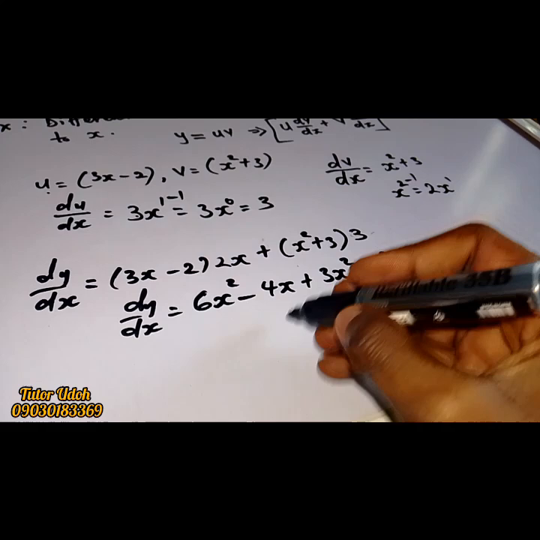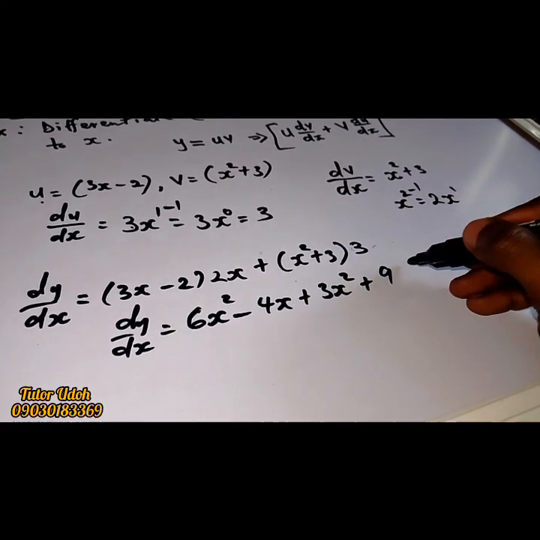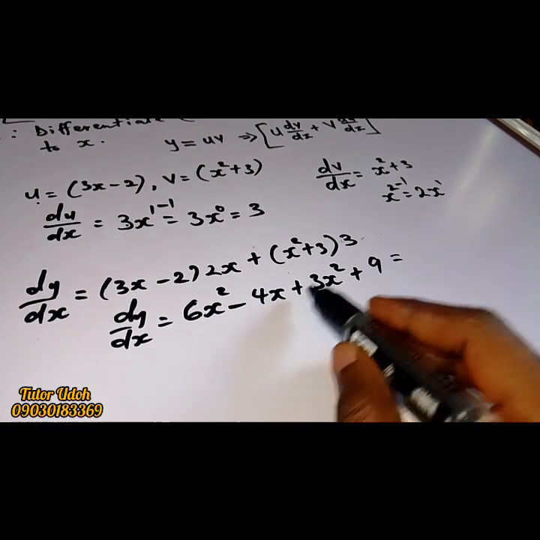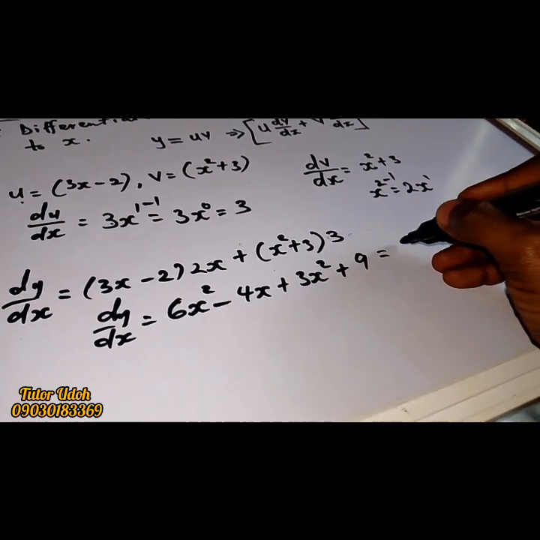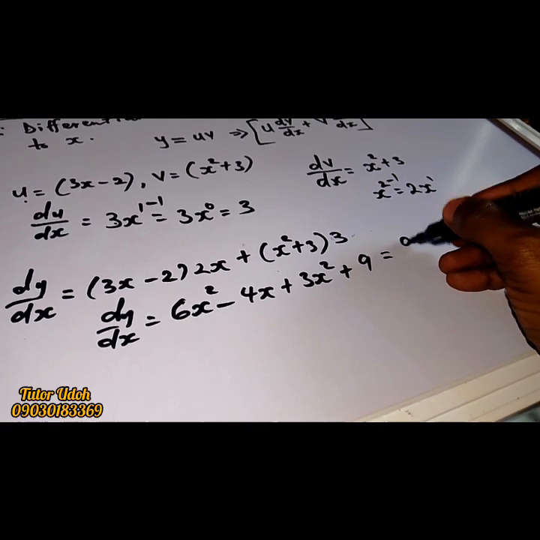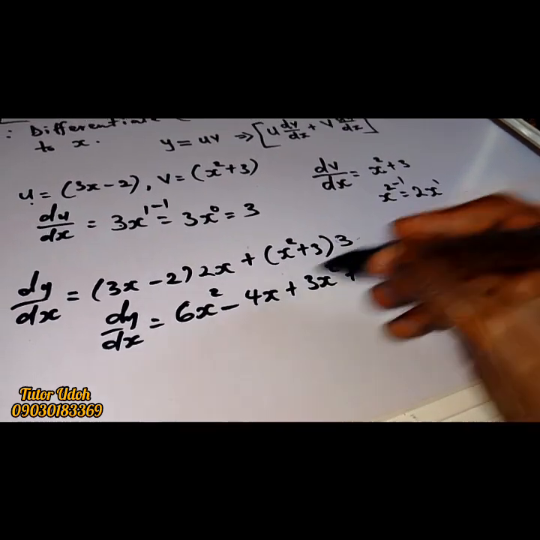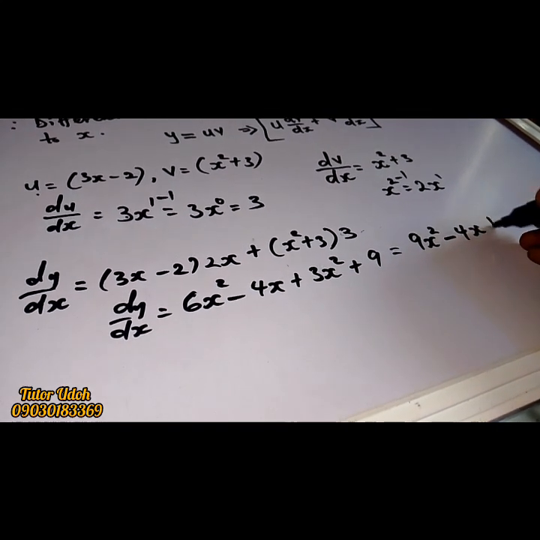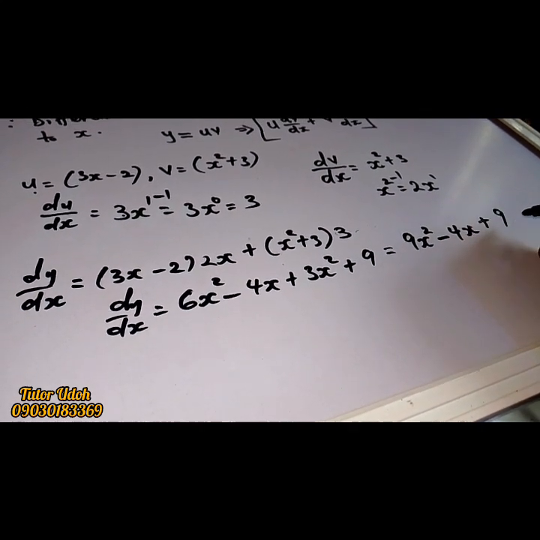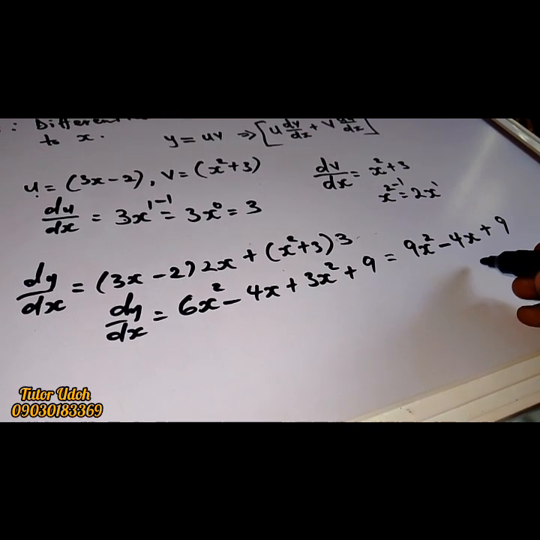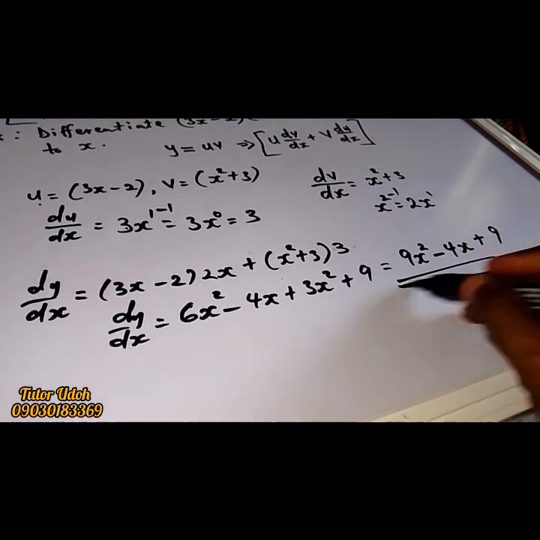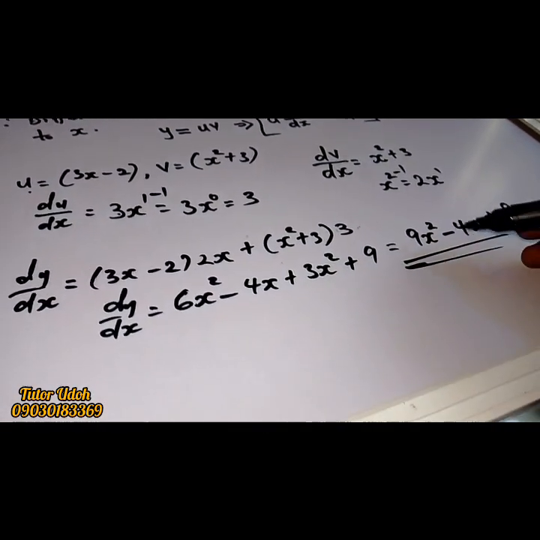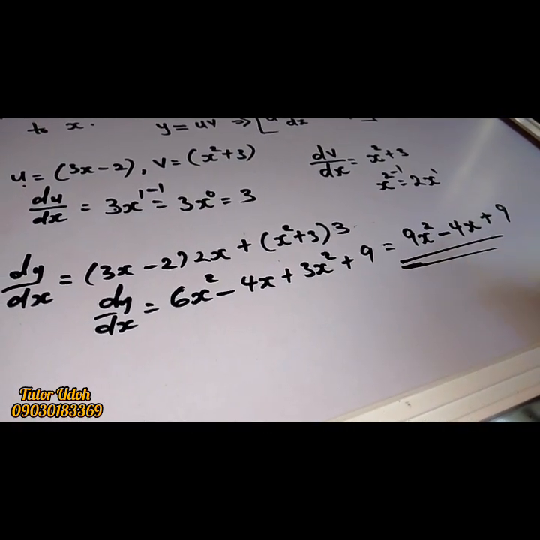So what you need to do here to get your final answer is to collect the like terms. This 6x squared plus 3x squared, since they are x squared, will give us 9x squared, then minus 4x and plus 9. So this is the answer. So the derivative of the function that was given to us is 9x squared minus 4x plus 9.